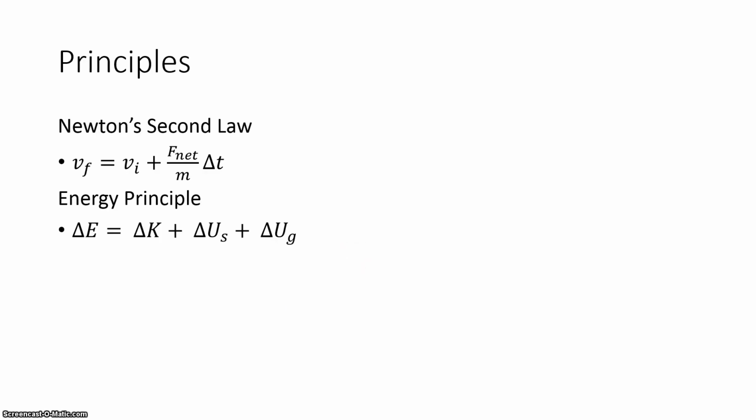For this experiment, I chose the Earth, spring, and mass all together as my system. Alright, and there are two principles going on with this lab. There is Newton's second law and the energy principle. Newton's second law predicts new velocities and resulting new positions. The energy principle tells us that the change in total energy must be equal to 0.